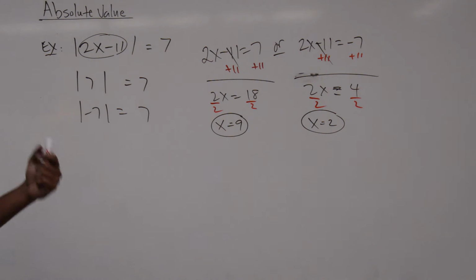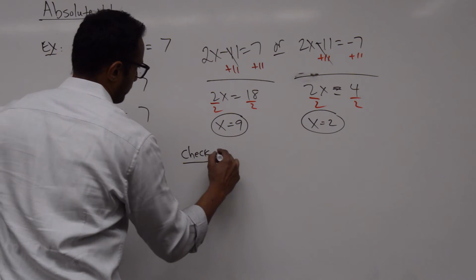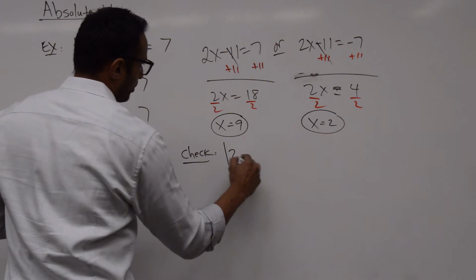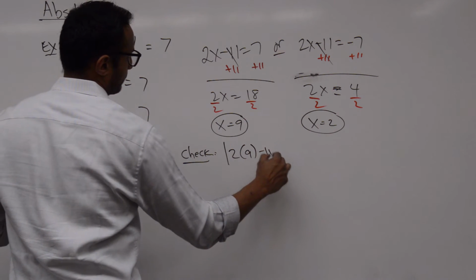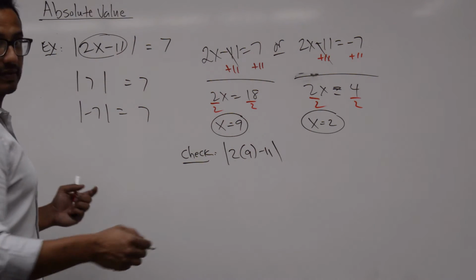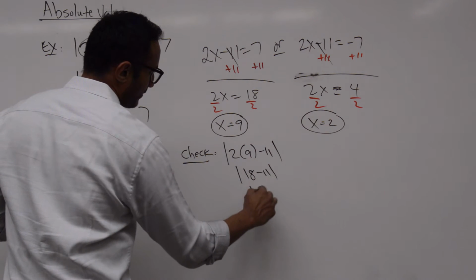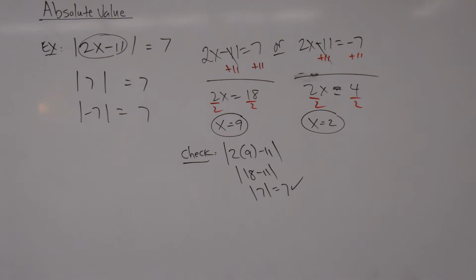It's always best to check our answer, so let's check. Let's plug in 9 and 2. If you plug in 9, you're going to get the absolute value of 2 times 9 minus 11. 2 times 9 is 18. 18 minus 11 is equal to 7. The absolute value of 7 is equal to 7. So that checks out. That's good.